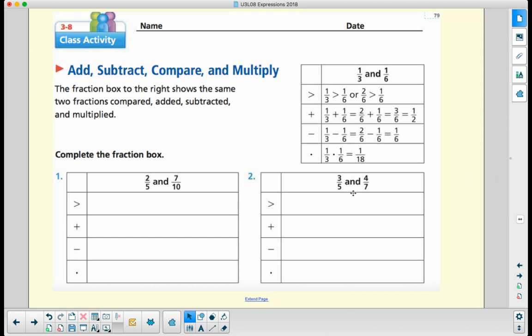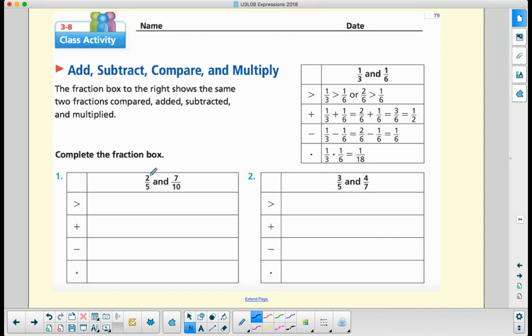Welcome back. All right. So in fraction box 1, comparing 2/5 and 7/10. Well, you're going to have to bear with me because as I do this, I have to use the pen and it doesn't work very well using my mouse pad. All right. But 2/5 compared to 7/10.